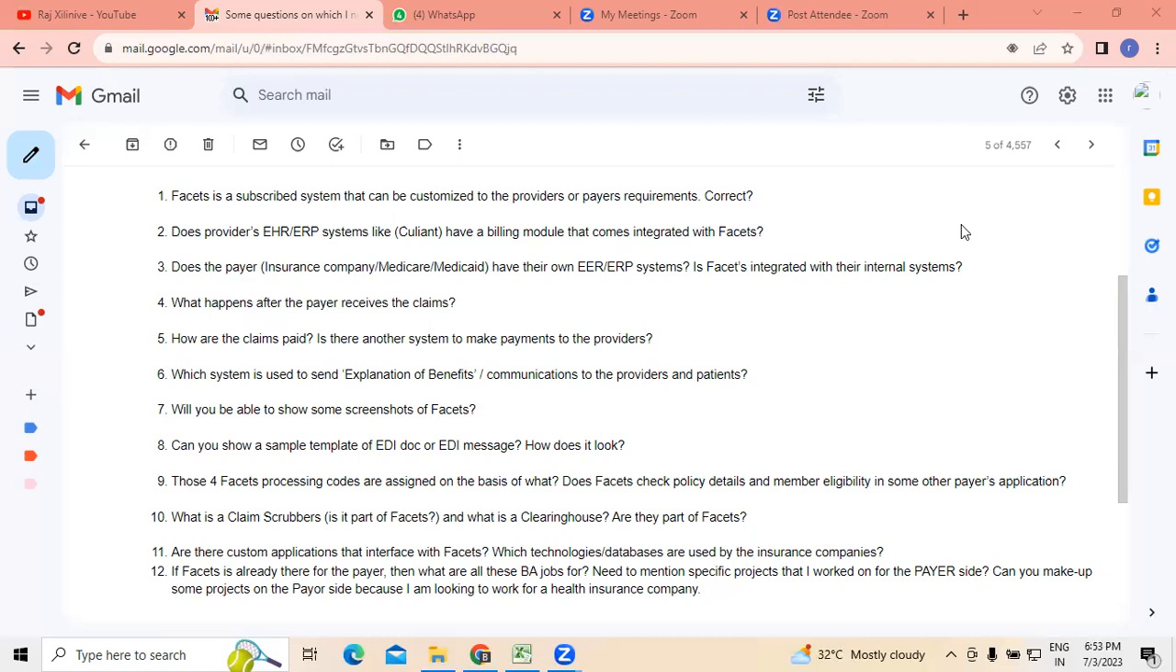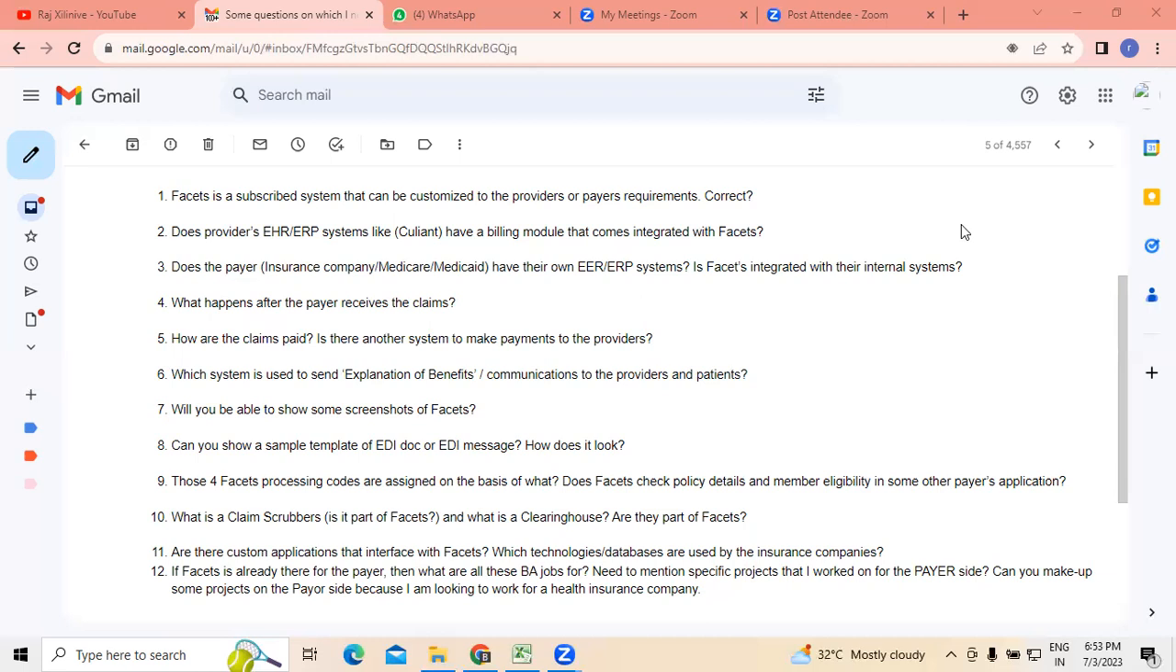Do members of insurance companies also have access to a module of Facets? Can you repeat again? When you say membership, we're talking about patients? Yes. No, patients will not have access. Can you explain the membership part again, please?